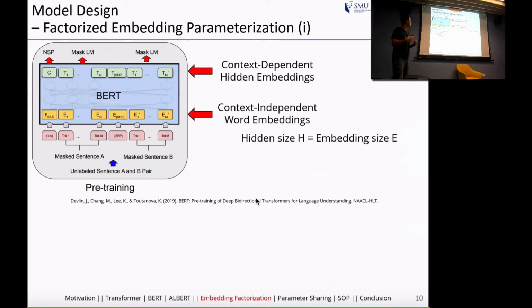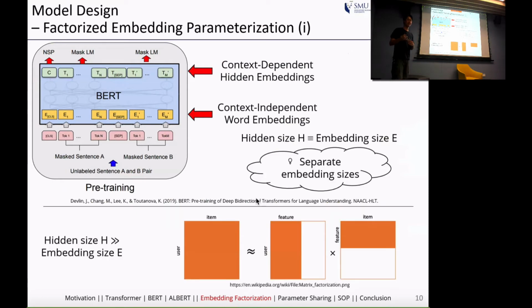The first one is factorized embedding parameterization. So this is the BERT model, right? And you can see that over here we have two embeddings. The first one is the context-independent word embeddings. When you see a word, it translates one-to-one to a specific embedding. And then you have the context-dependent hidden embeddings, after the transformers. When you go to the output, you have some embeddings that are supposed to be representative of the word at that point. In the BERT model, the hidden size H of all these embeddings is equal to the size of the input word embeddings.